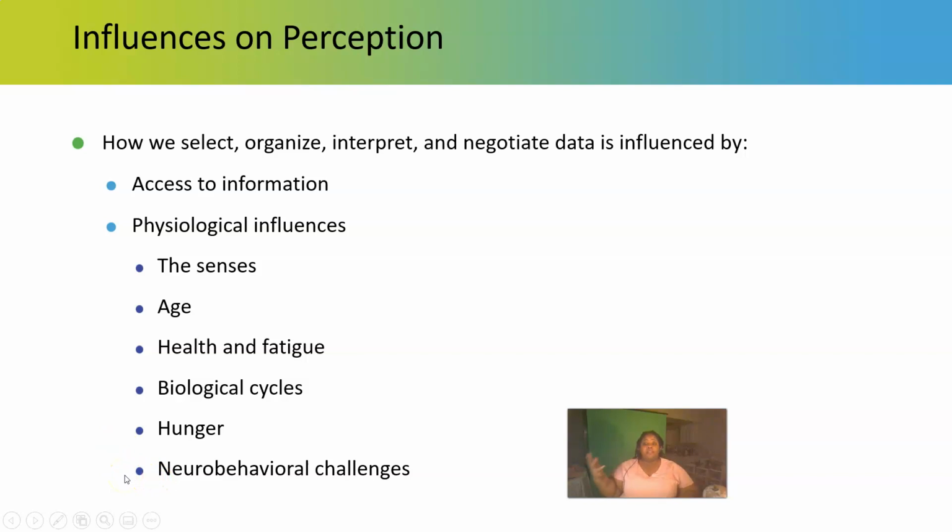And then there's maybe neurobehavioral challenges. So, for example, certain abilities, certain disabilities, processing disorders, or maybe different emotional states such as depression or anxiety can also be a filter or affect how we perceive the world.